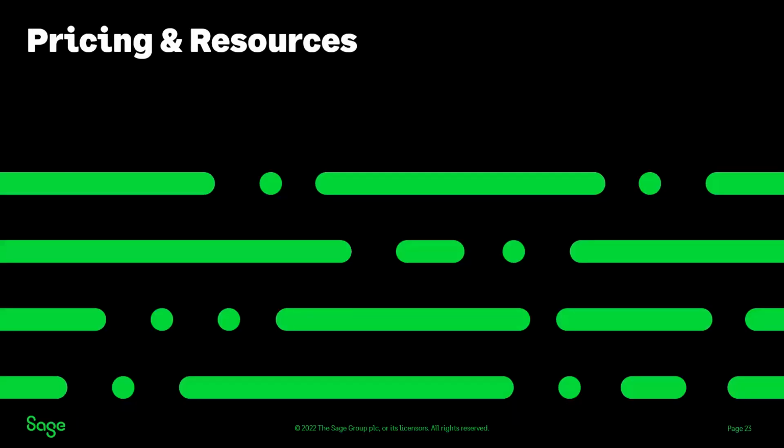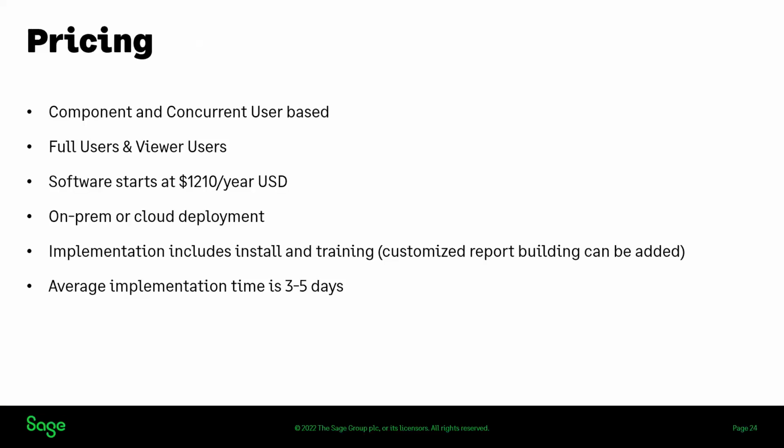As far as pricing and resources go, and I did decide to include that, I don't normally, but we often get asked how the software is priced, what the implementation looks like, so on and so forth. So I will cover a little bit of that. The way that the pricing works for SEI, it's based on a component pricing as well as a user-based pricing. Now, the users in SEI are concurrent. They're not named users, which is definitely an advantage. And there are 2 types.